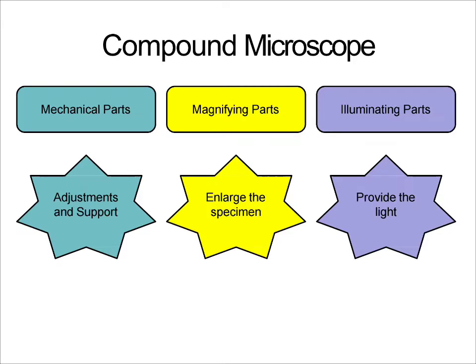We have three parts for compound microscope. So we have the mechanical parts, magnifying parts, illuminating parts. So mechanical part is for adjustment and support of the microscope, while magnifying part is for the enlargement of the specimen, while the illuminating part is to provide the light for us to see the clear vision of the microorganisms that we are looking at through the microscope. So these three parts are very important for the microscope to function very well.